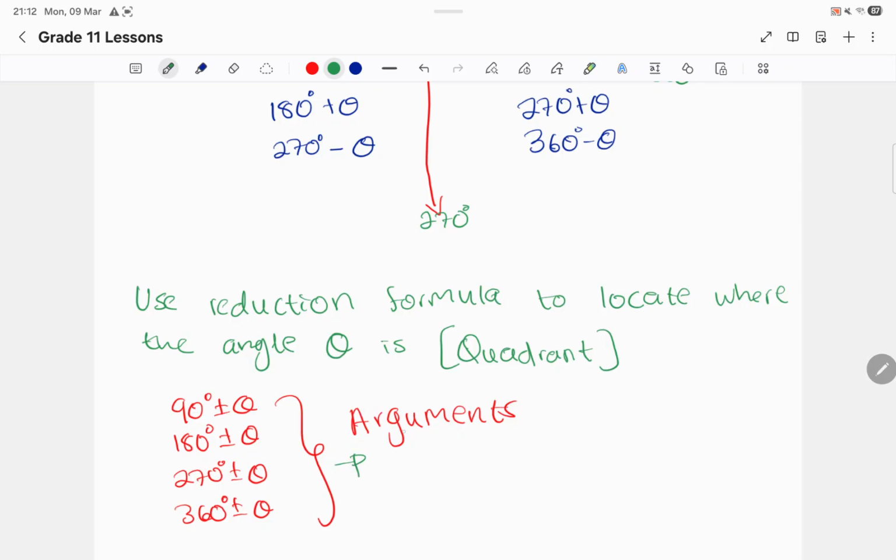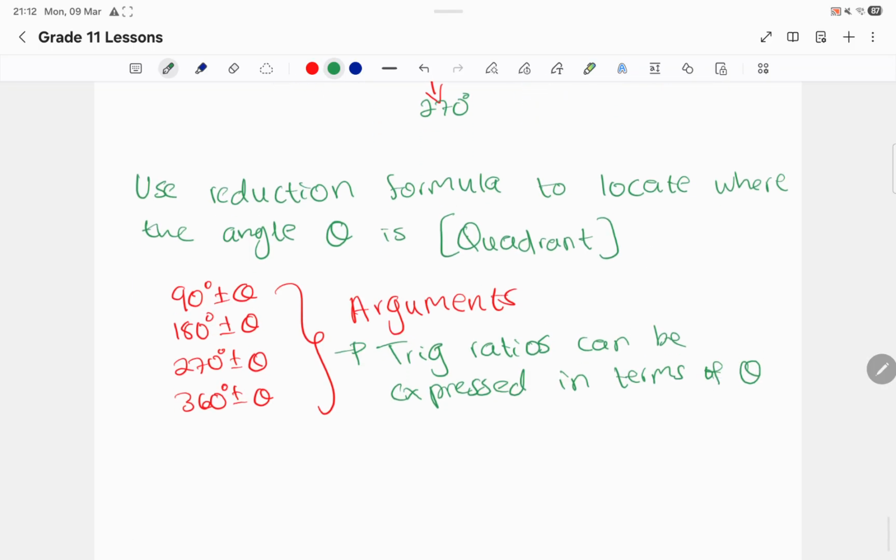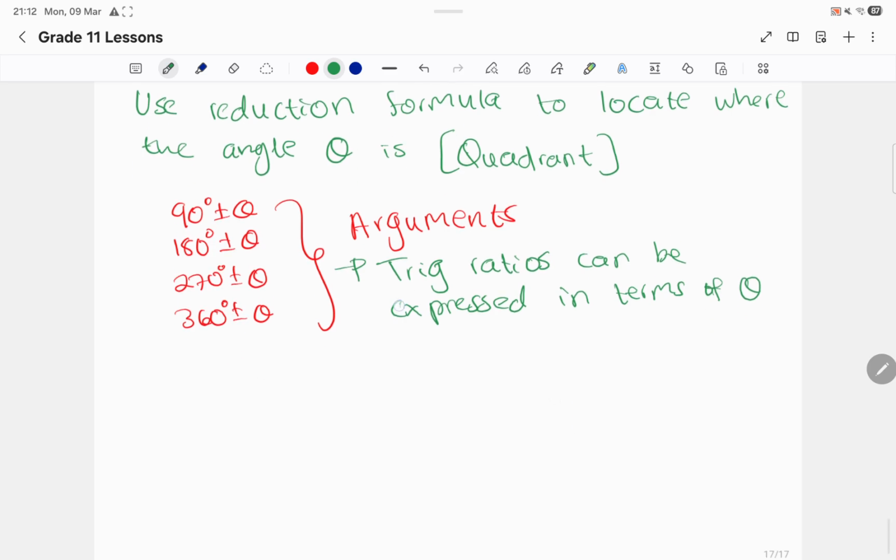Arguments cannot go alone, but they are used with trig ratios, right? Trig ratios can be expressed in terms of theta. As long as you have any of these arguments, you can then express any trig ratio in terms of theta. That will depend on where the trig ratio is at, right?